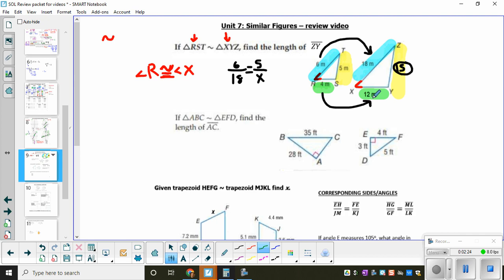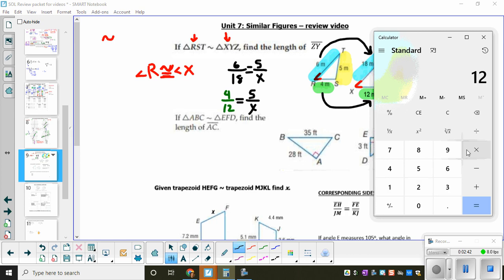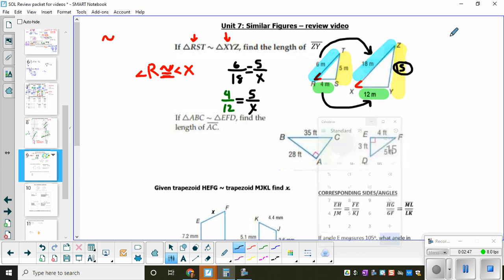Friendly reminder for my folks who see the green sides that you could also have done 4 divided by 12. That 4 matches up with the 12. And then the side that we have is 5 here that matches up with our unknown. And so again, cross multiplying and dividing will work. This time we'll do 12 times 5. And then when we divide it by the 4, you can see we get the same answer. So no matter which proportion you set up, which set of sides you use, we're going to get a 15.